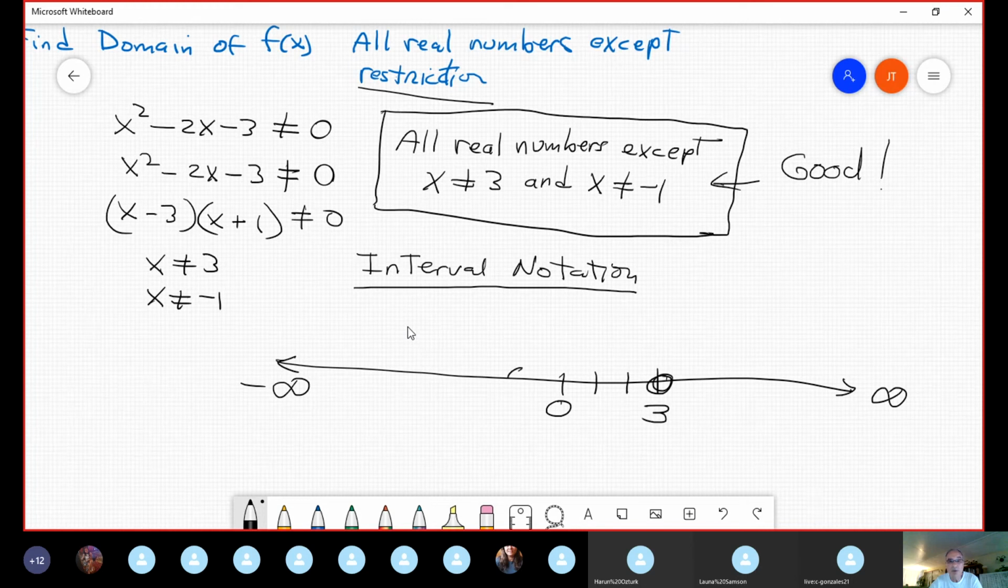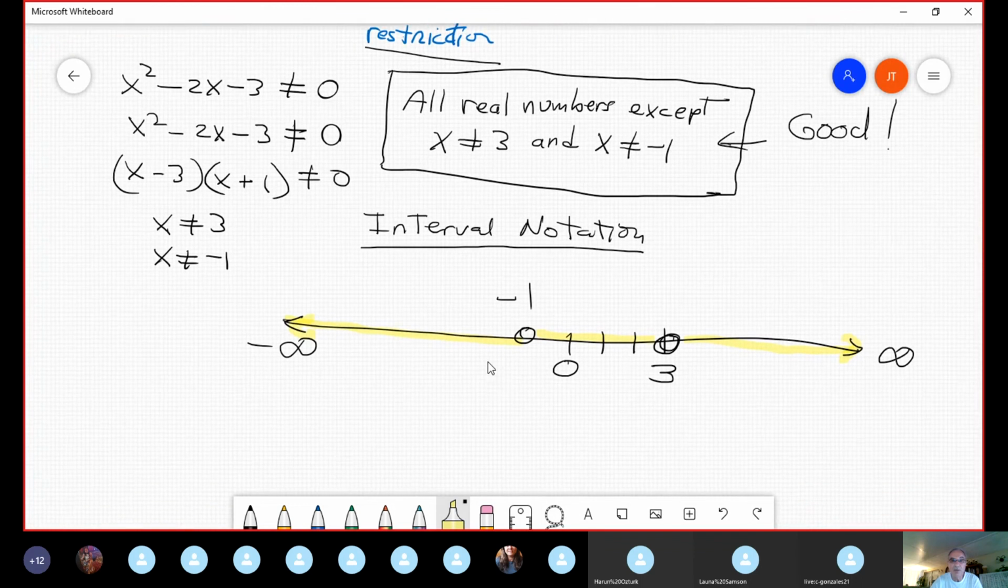And at negative 1, we have another hole. Okay? And the rest is okay. So my domain is then that part. This is a hole. That part. This is a hole. And that part. So my domain contains 3 intervals. I highlight them in yellow.